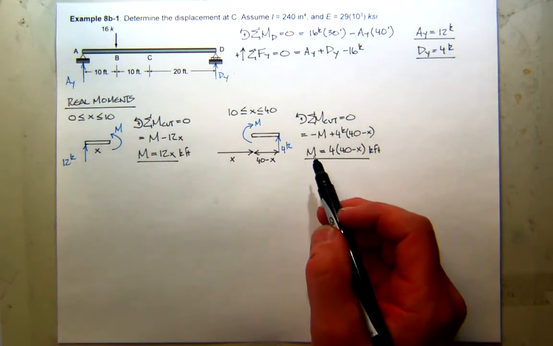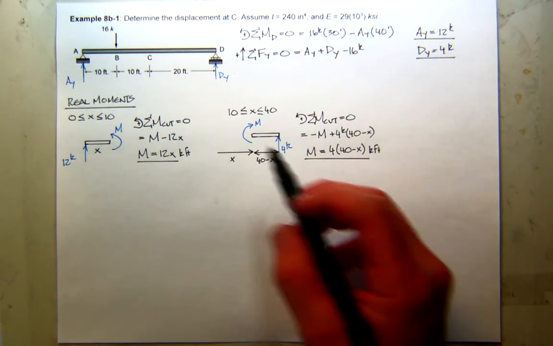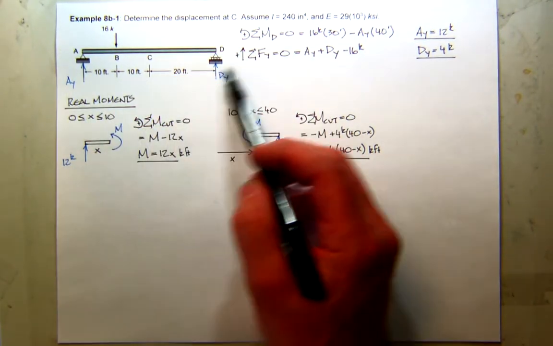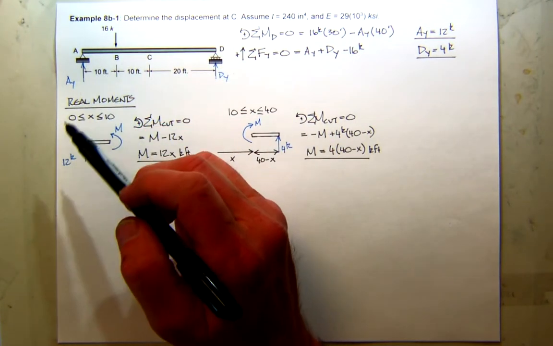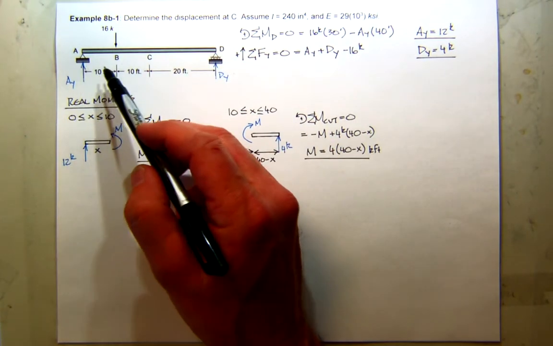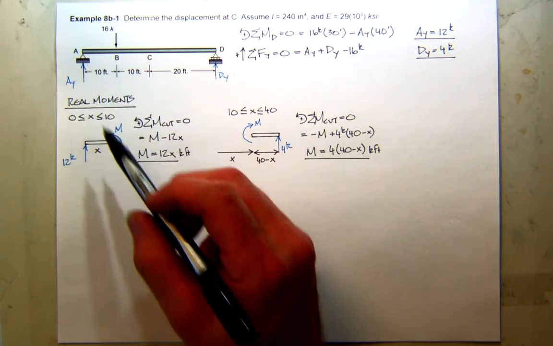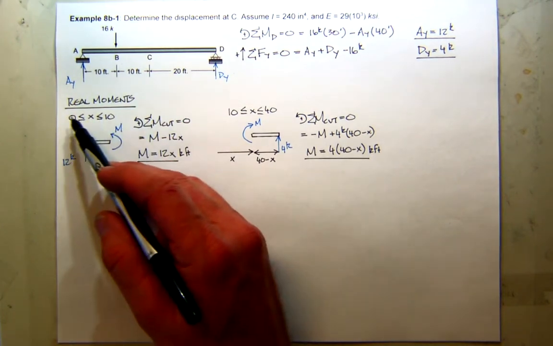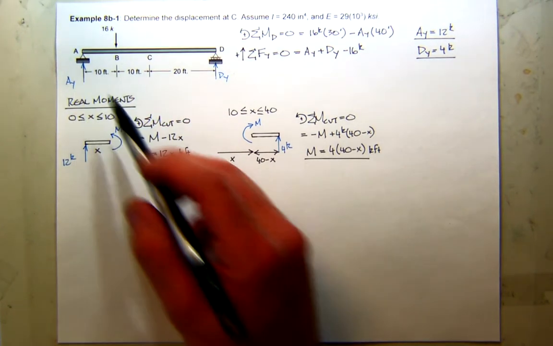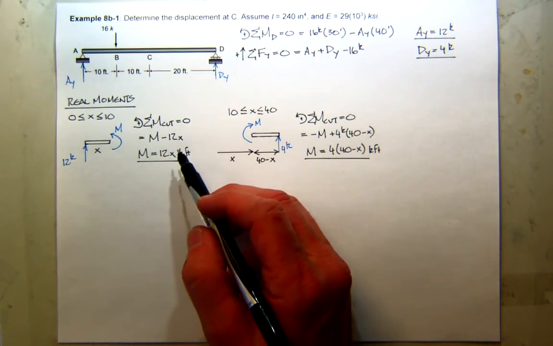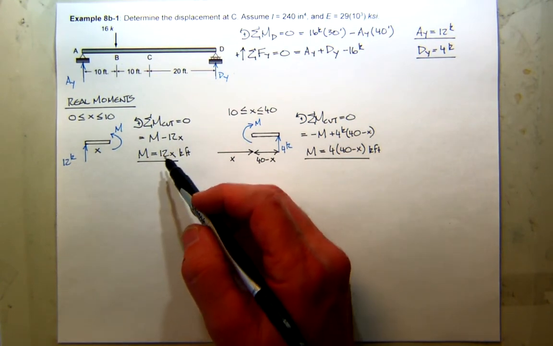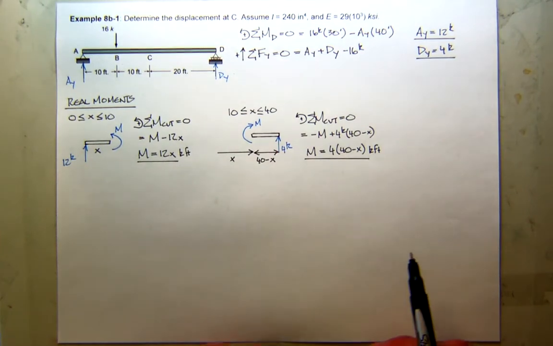Now we can check these before we move on. Let's do a quick check. Do I know anything about the moment in this beam? Well, what's the moment at A? 0. So let's find the equation that includes A, which would be this one, 0 to 10. And that's at x equals 0. If I plug in x equals 0, what does my equation tell me it is? It's 0. That works.